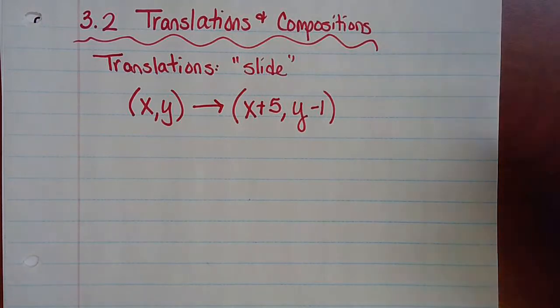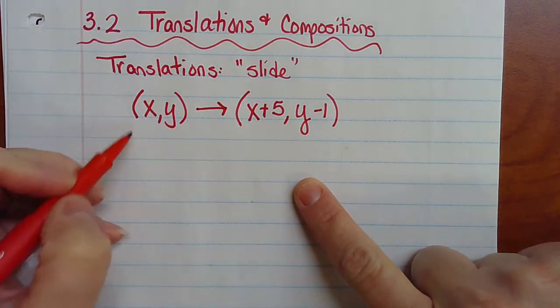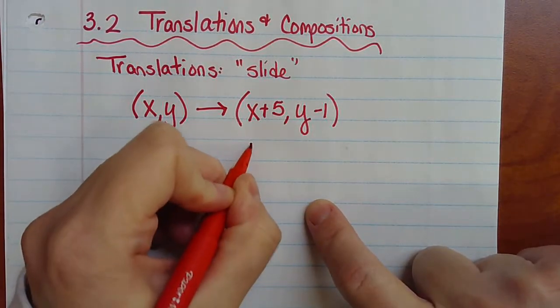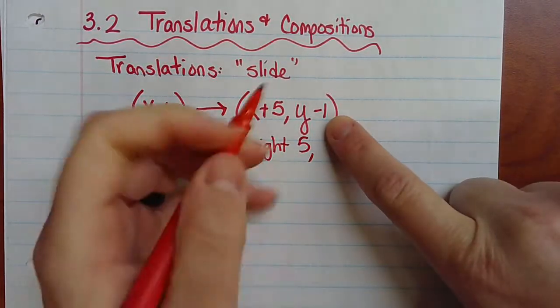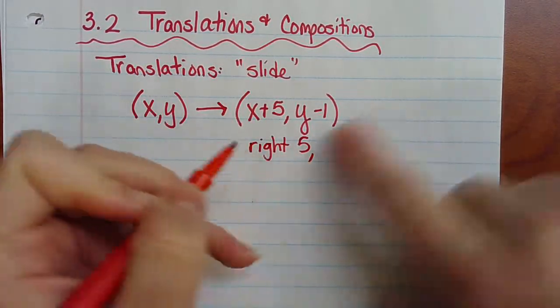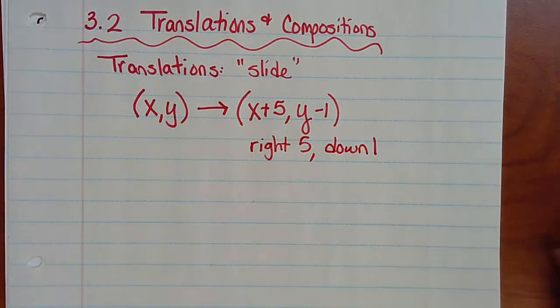What really happens though is this plus 5 means that your figure or your original point is going to move right 5. And this Y minus 1 means that you would also move your figure down 1. And that's going to pop up here in a second when I look at a picture. That'll make more sense. But that's pretty much what translations are. That's the new thing for today.